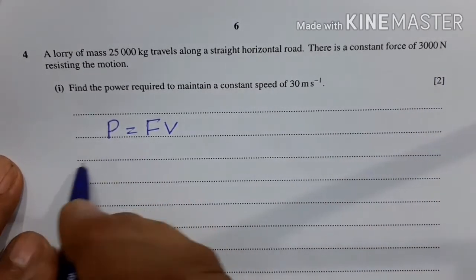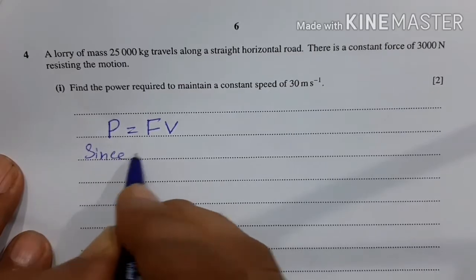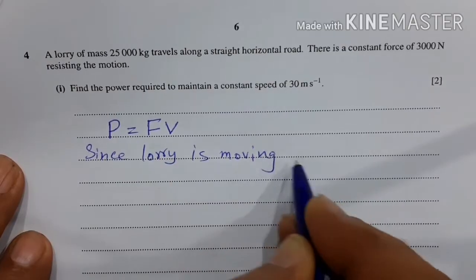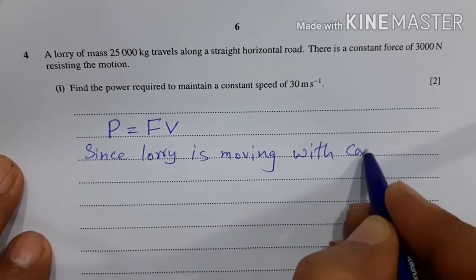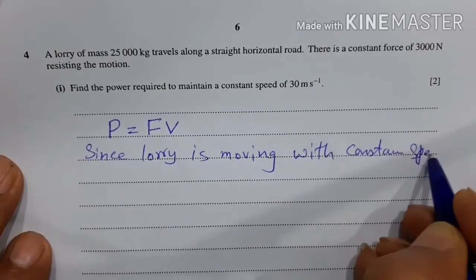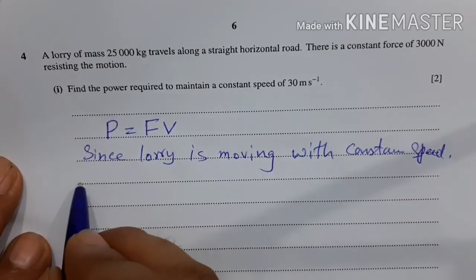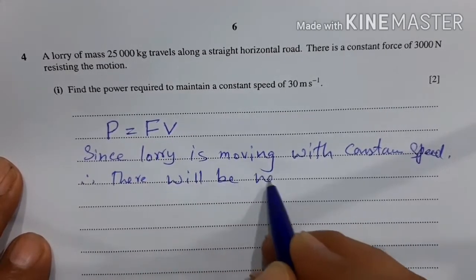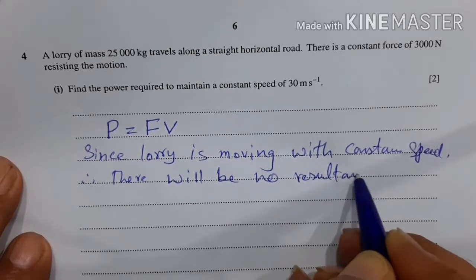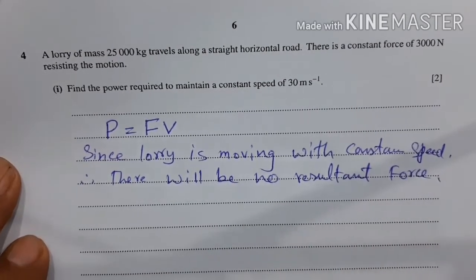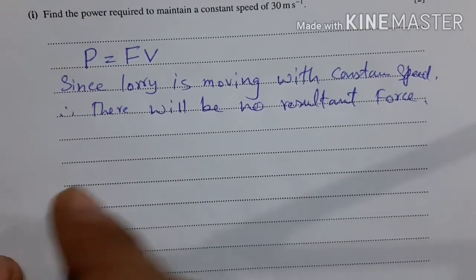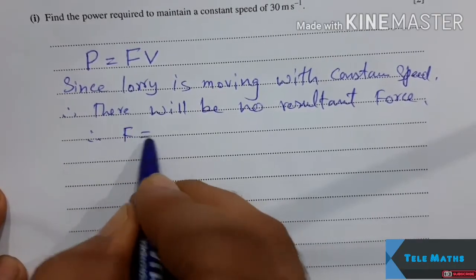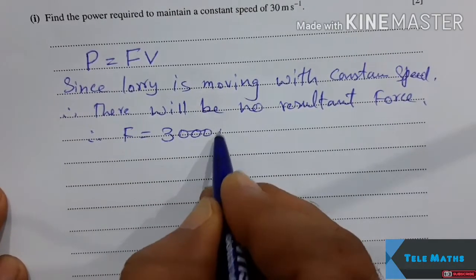So since the lorry is moving with constant speed, therefore there will be no resultant force. Okay, so the forward force is equal to the backward force. So this force F will be 3,000 newtons.